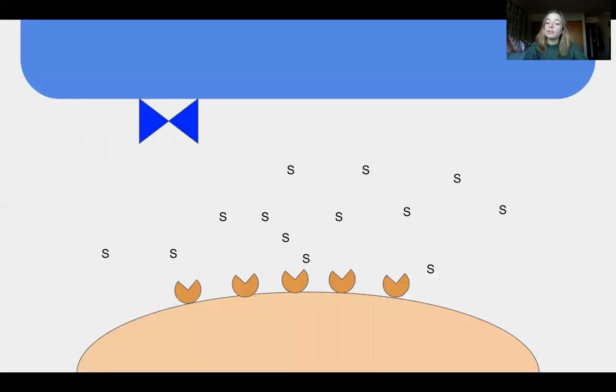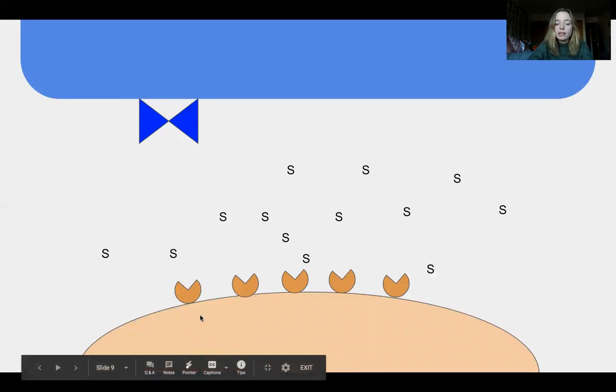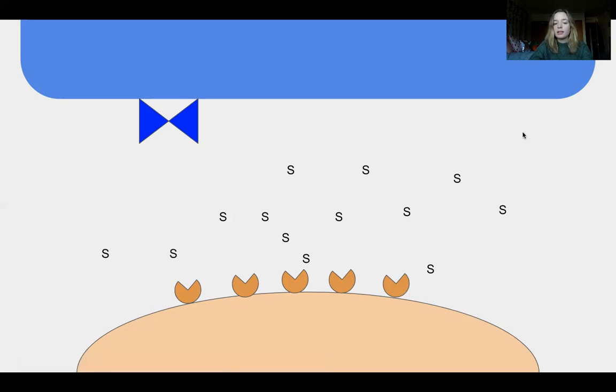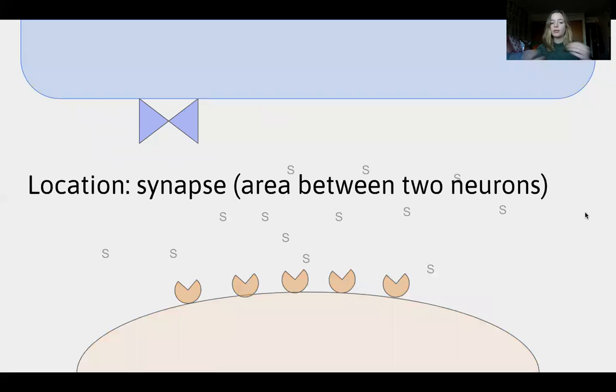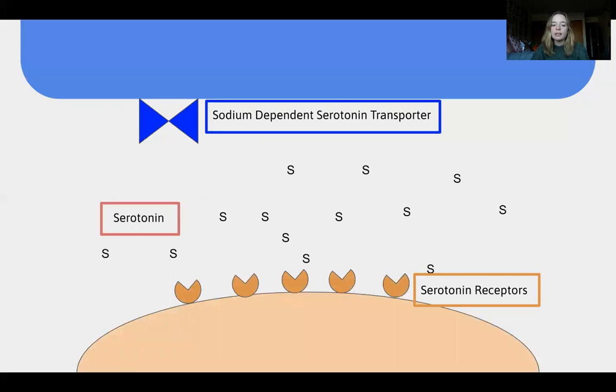Now we're going to go a little bit more in depth on the mechanism here. So just to let you know how this picture's set up, we have our first neuron that has our transporter protein, and then this is going to be our receiving neuron with our serotonin receptors, and then serotonin here in the synapse. And like I said, the location is that synapse, which is the area between our two neurons, so between the blue and orange neuron. And then again, here's just our main components of what's going on here.